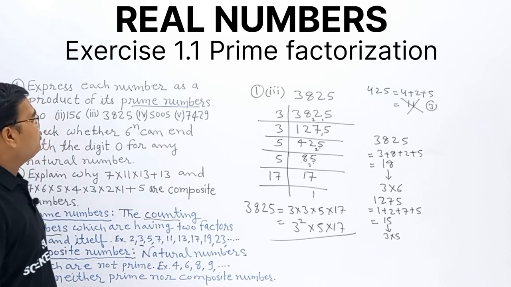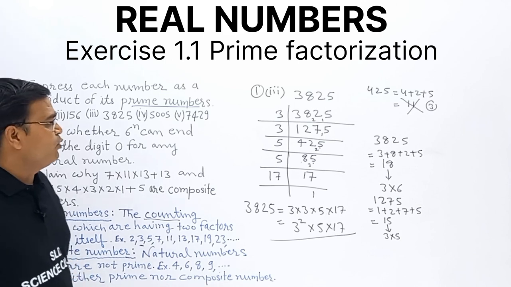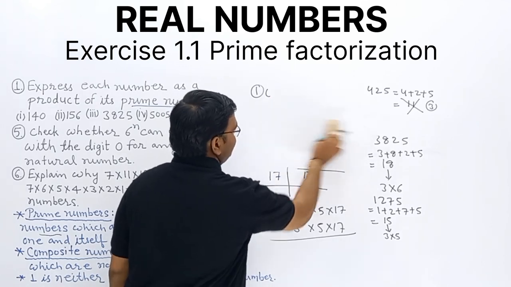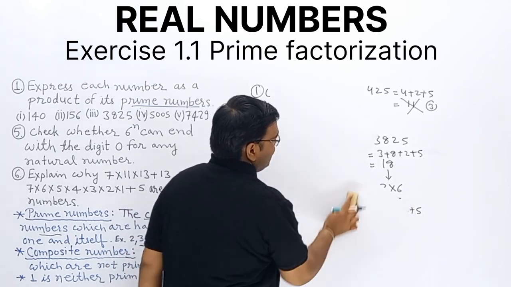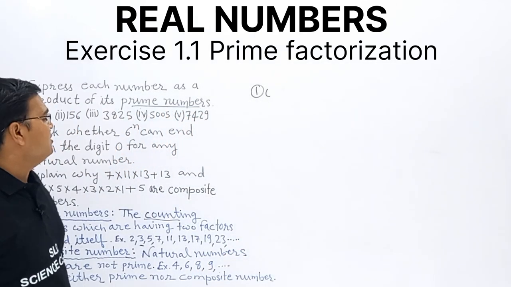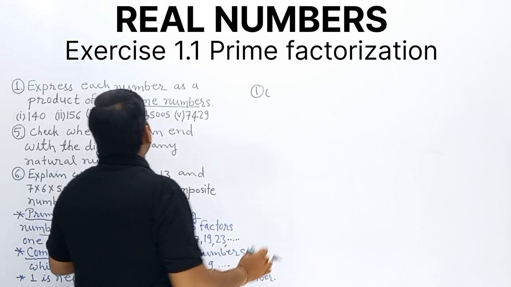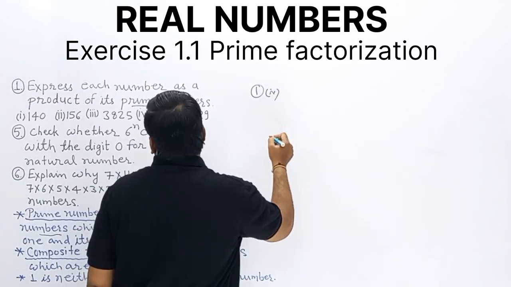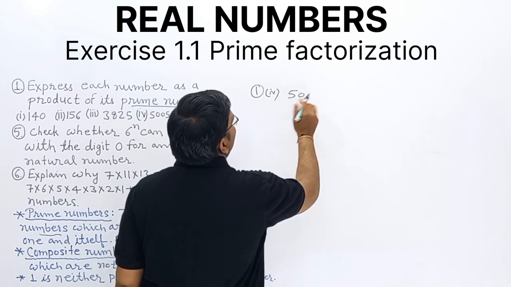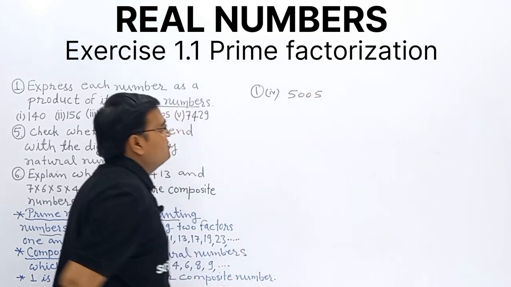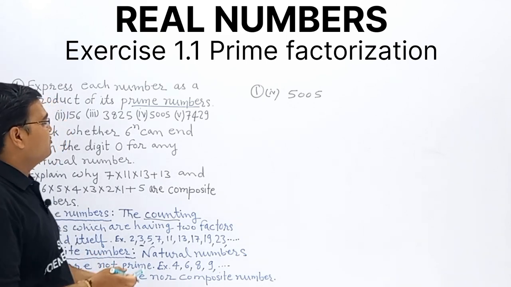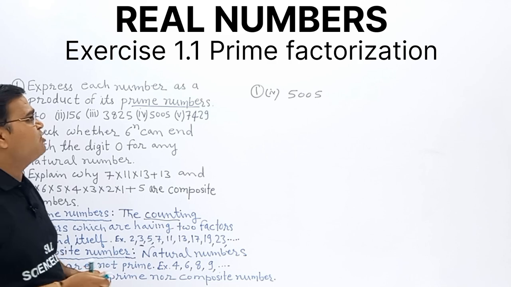Now next one, question number 4th one I am going to solve there. And how will we solve this question? Observe this one, easy question. Question number 4th one of question 1, 5005. This is 5005. So for finding prime factors, we will use the long division method.